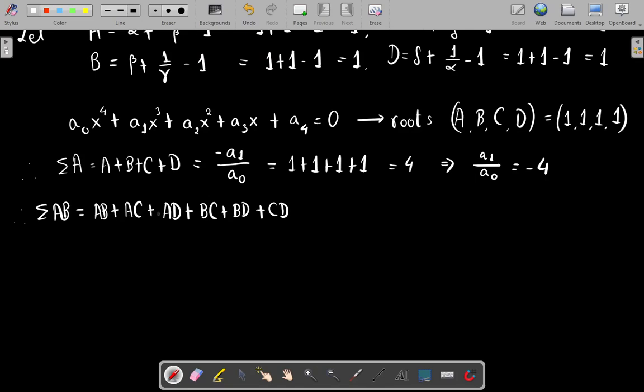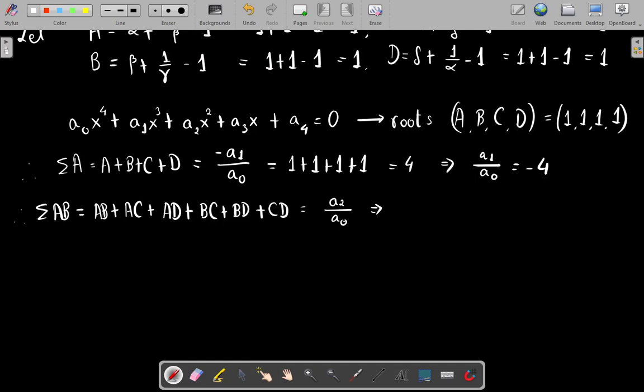4C2, that is 4 into 3, 6 pairs, right? So this will be equal to, the previous one was minus A1 by A naught, this will be plus A2 upon A naught, that is coefficient of x square divided by coefficient of x to the power 4.